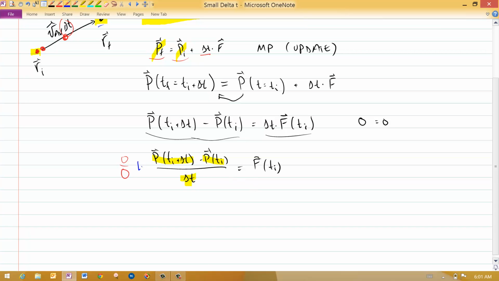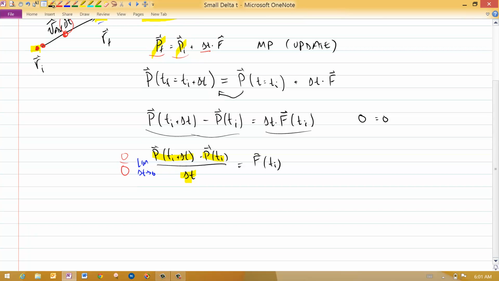When I take the limit as delta t goes to 0, you can see this is a difference quotient that I'm taking the limit of. It's really just the definition of the derivative. The time derivative of the momentum is equal to the force from the surroundings. And this is the infinitesimal time form of the momentum principle.